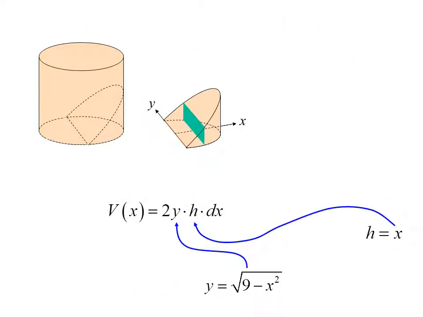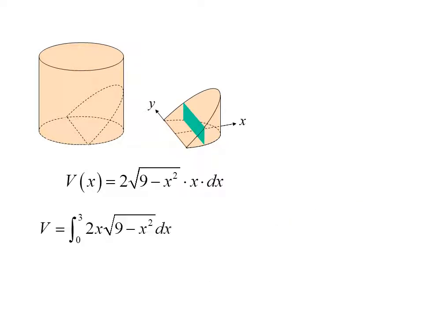Substituting in these expressions for y and h, v of x now becomes 2 times radical 9 minus x squared times x dx. Adding up all the slices, the volume is the integral from 0 to 3 of 2x times radical 9 minus x squared dx.